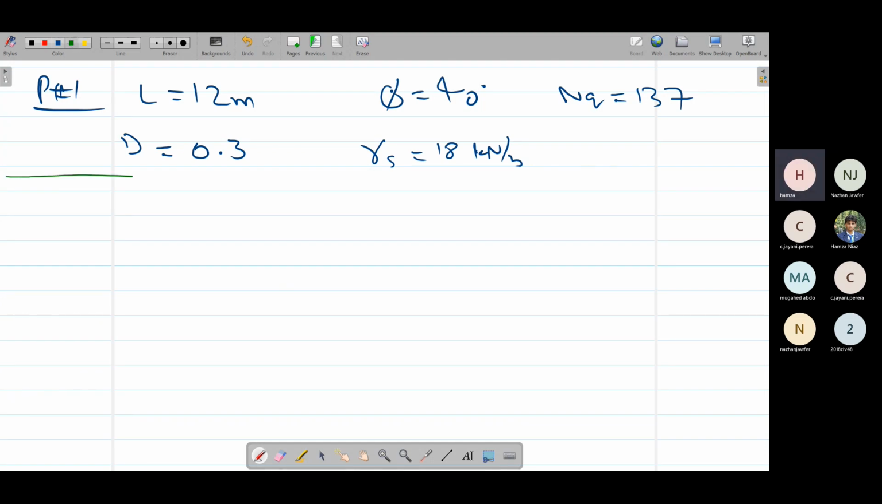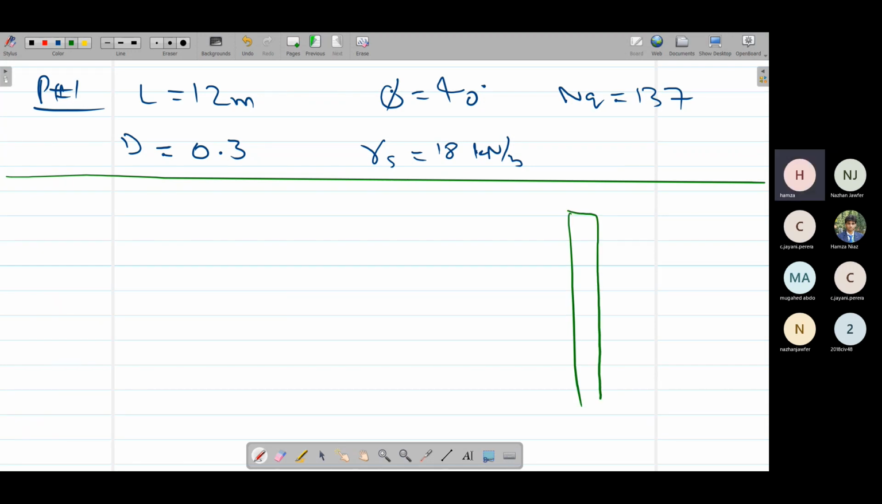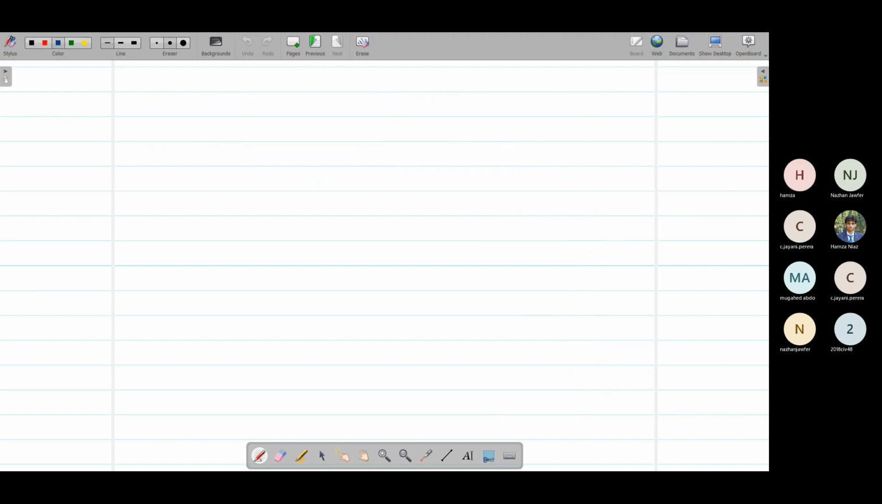So first of all, what should we do? First, we have to draw this pile. This is our pile. We know the length of the pile is 12 meters. The first step would be to calculate the overburden pressure at the base. So I forgot one thing. There is a concept of critical depth.